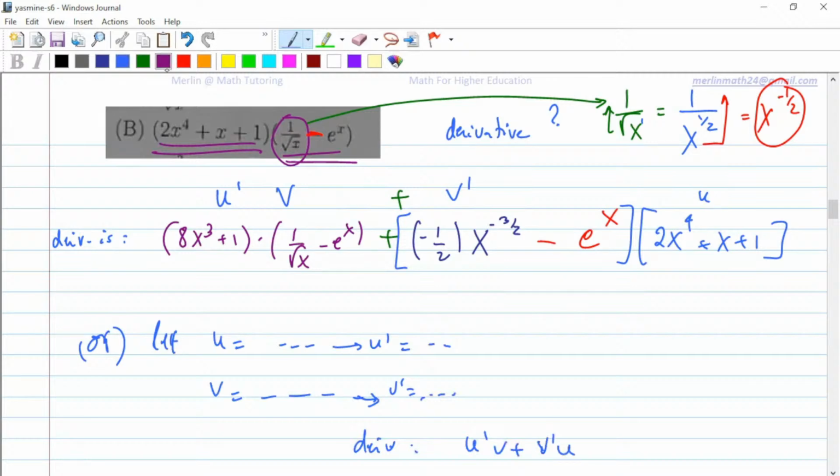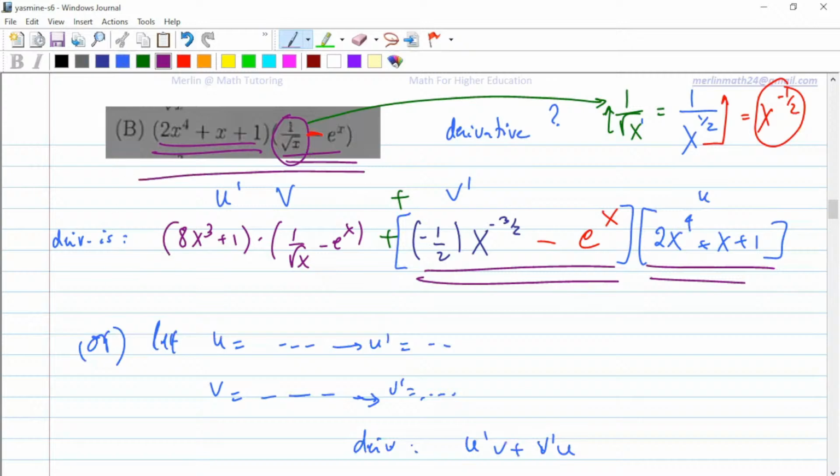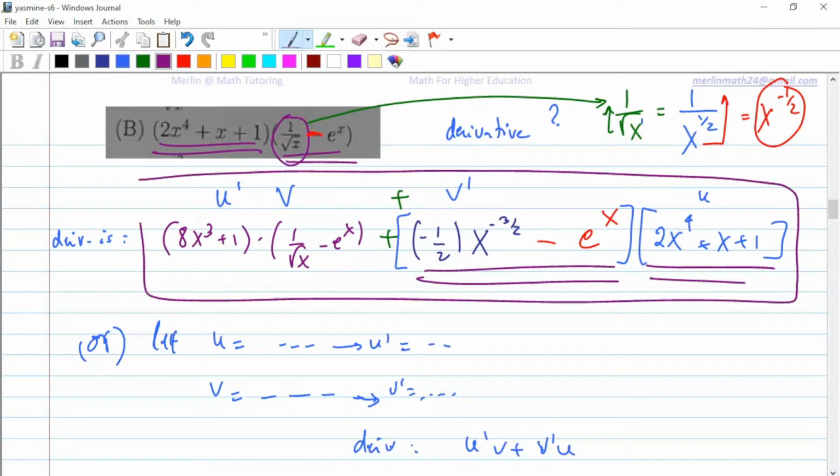So what we have done right here is v prime. It's deriving that, and the one next multiplied by u. So all this is my answer. You can put it in a frame. Any question? No, it's all good. Okay, good. Next.